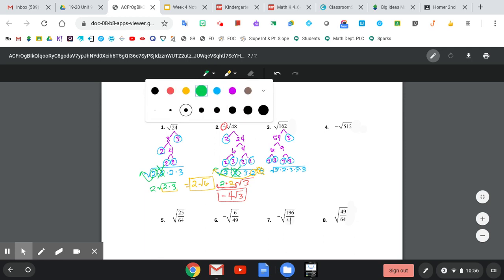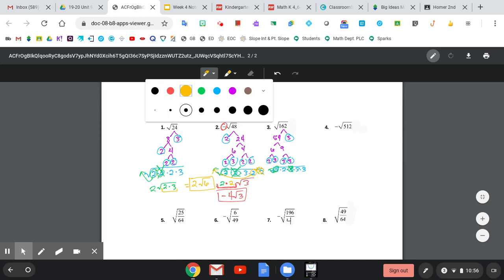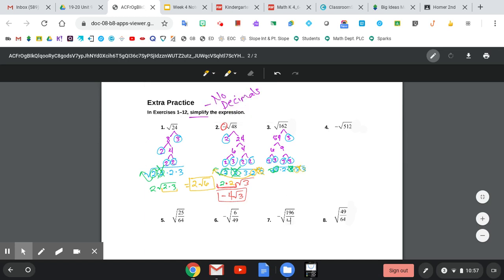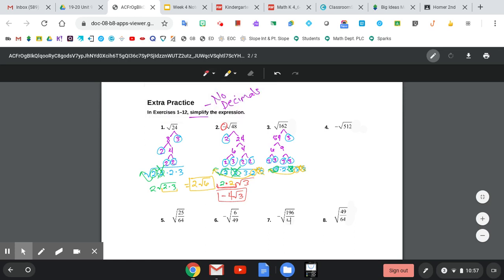So I have a pair of 3s. Bring one out, get rid of one. I have another pair of 3s. Bring one out, get rid of one. So I brought a 3 and a 3 on the outside. So that means I'm going to multiply those two together. So 3 times 3 gives me 9. Then inside my radical, I have a 2 still left. So 9 square roots of 2 would be my answer.